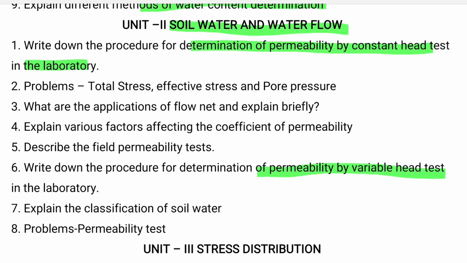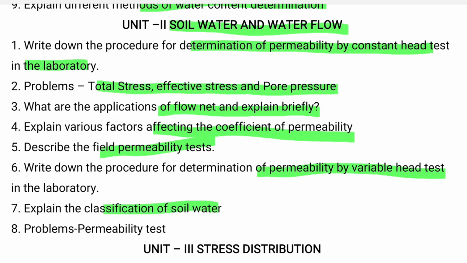The next thing is problems related to total stress, effective stress, and pore water pressure. We have already solved a lot of problems on this topic, and all the videos are available on our channel, so you can refer to them. Then the flow net and application of flow net, that is a most important question. Then the factors affecting the coefficient of permeability. Then the field permeability tests, that is the pumping in test and pumping out test. We have to study them well.